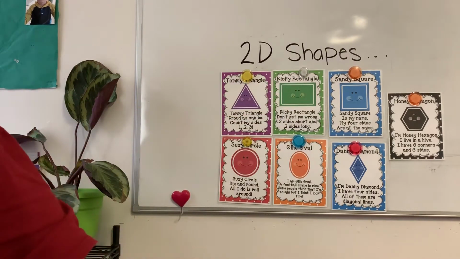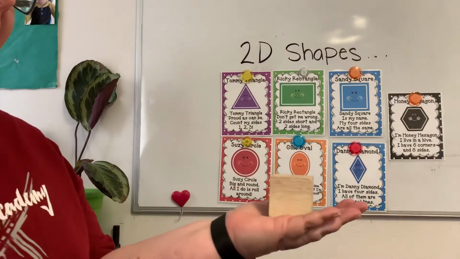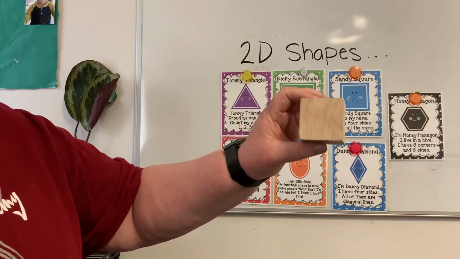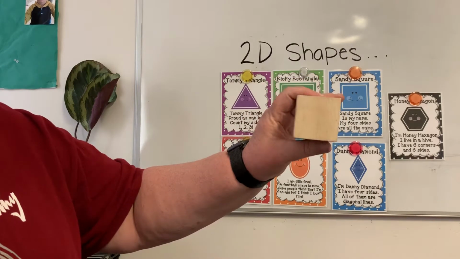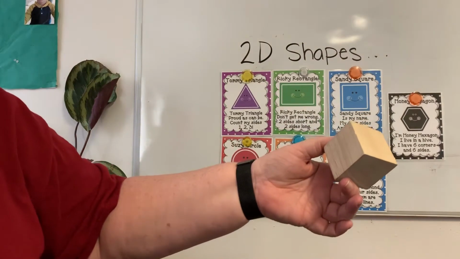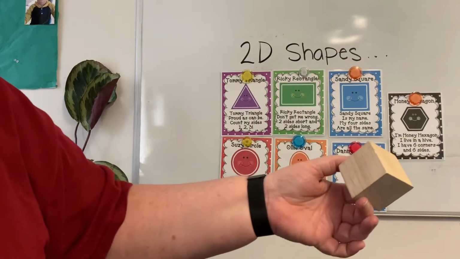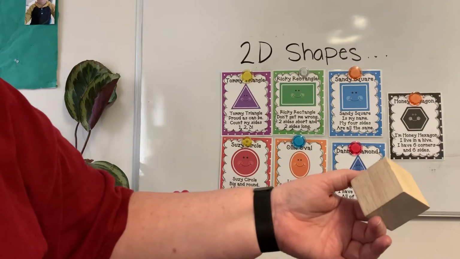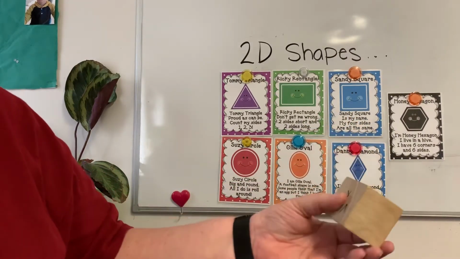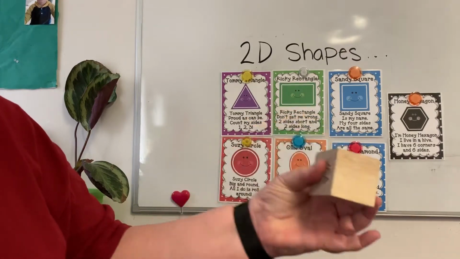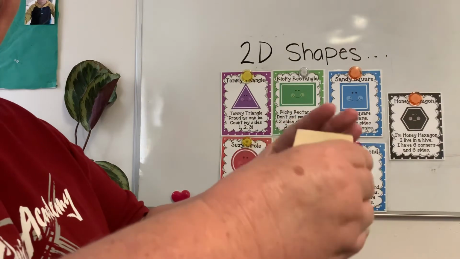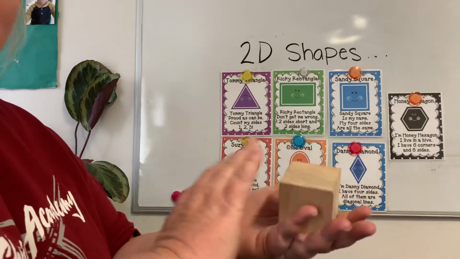Now, in my hand, right here, I'm going to show you this is a 3D shape. Can you see all the sides for that? Now, a 3D shape, I'm going to explain, they have what's called measurable attributes. They have a length, a width, and a height. You can feel all the sides of a 3D shape.